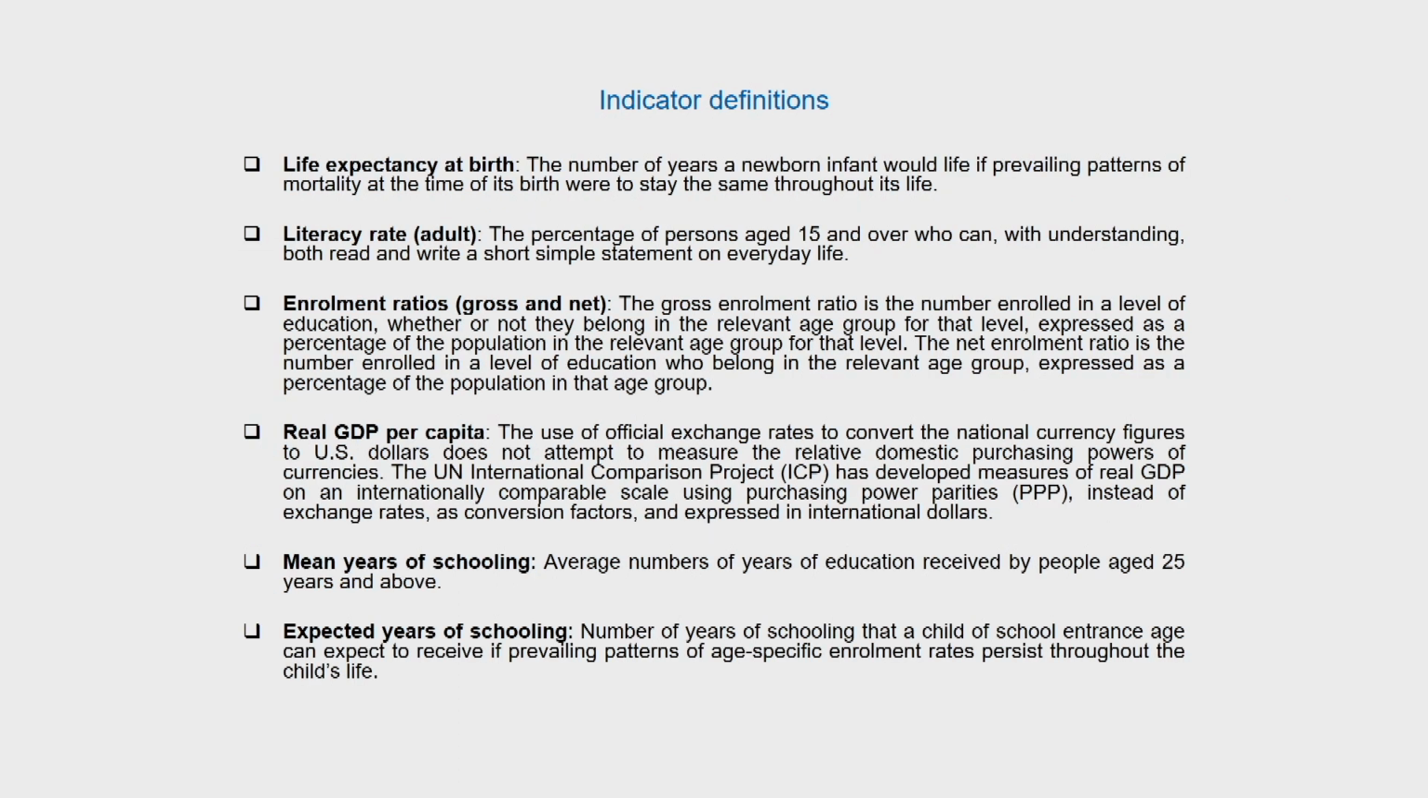But let us end today's lecture by looking at some of the definitions of the indicators that we have seen. Life expectancy at birth, the longevity indicator, tells us the number of years a newborn infant would live if prevailing patterns of mortality at the time of its birth were to stay the same throughout its life.